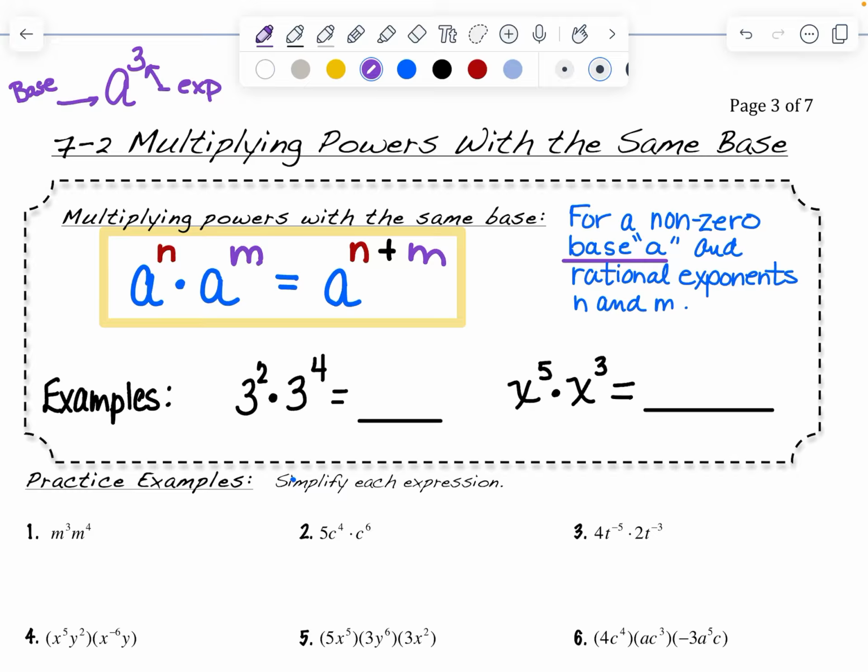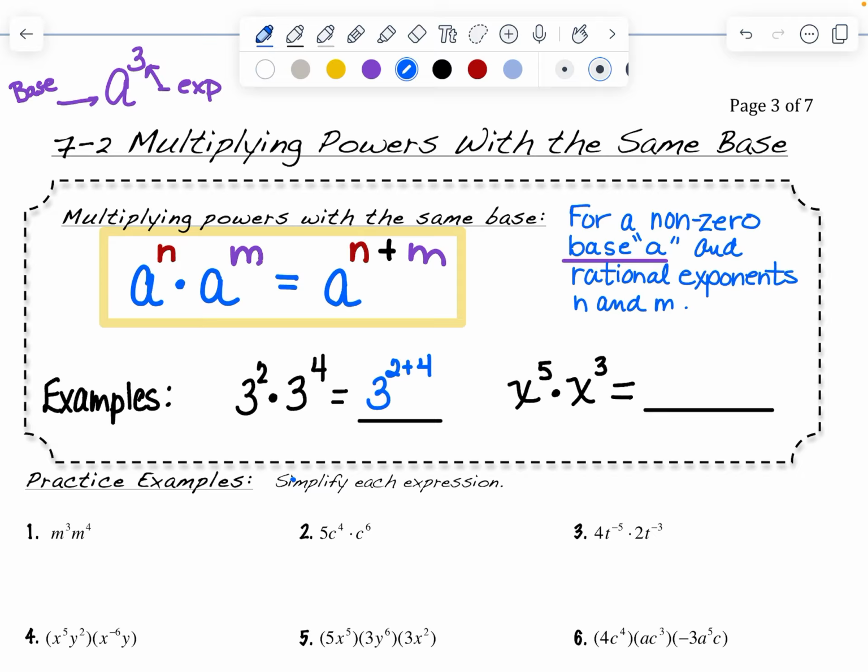So for a non-zero base a and rational exponents, remember rational numbers can be written as fractions. They're not going to be numbers like pi for you right now, just rational exponents. So it could be 1/2, it could be 1.5, it could be 3, it could be -4, okay? So a to the nth power times a to the mth power is equal to a to the n plus m. We actually add those exponents together.